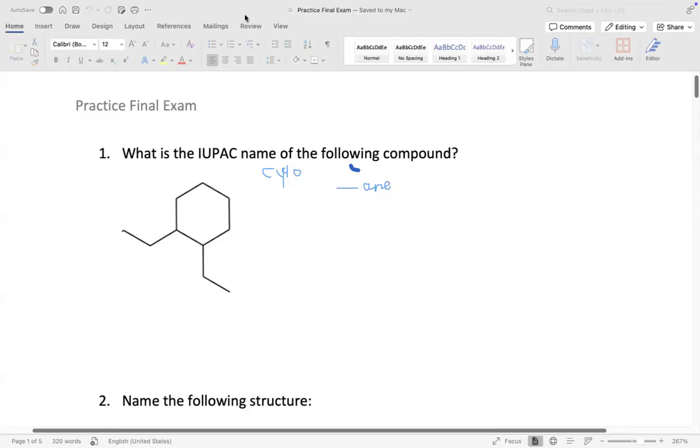So now it's a matter of that parent chain naming. We know cyclo because it's a ring, then hex because it's six members, and ane because it's all single bonds. And then our next step is to take care of the branches.